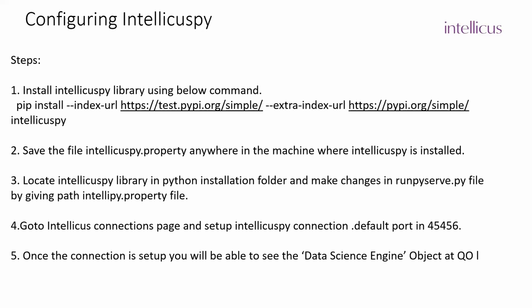Then we'll have to tell Intellicus where this property file is kept. So we will be providing the path of this property file to the Intellicus Py library. After this, we will start the Intellicus Py service, and then we will make a connection in Intellicus, and then we can perform the data science task. So these are the steps. I will be showcasing all these steps one by one.